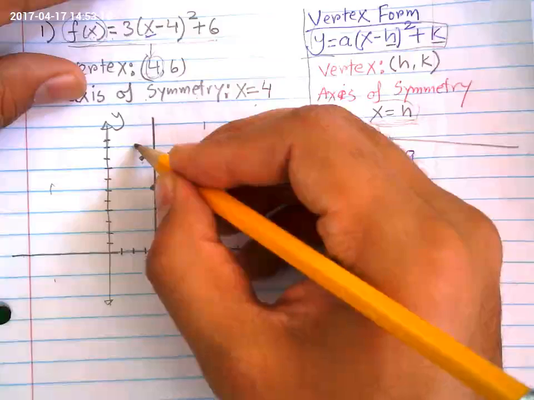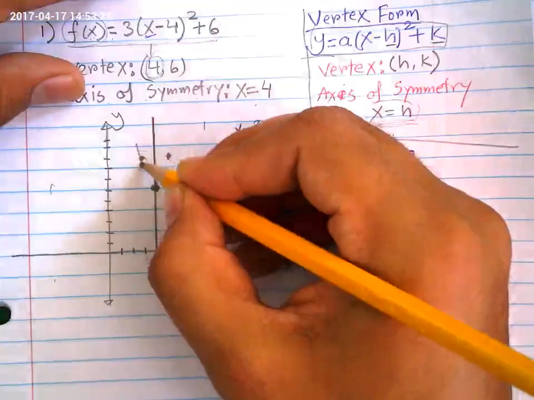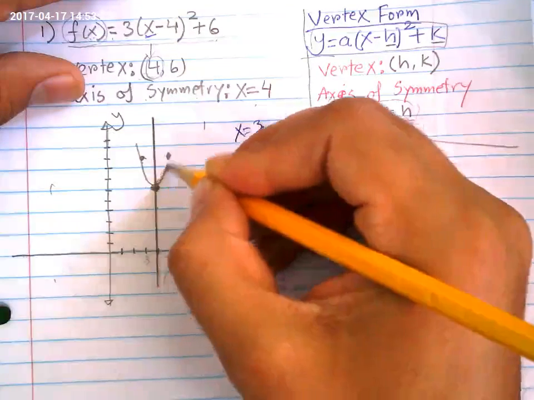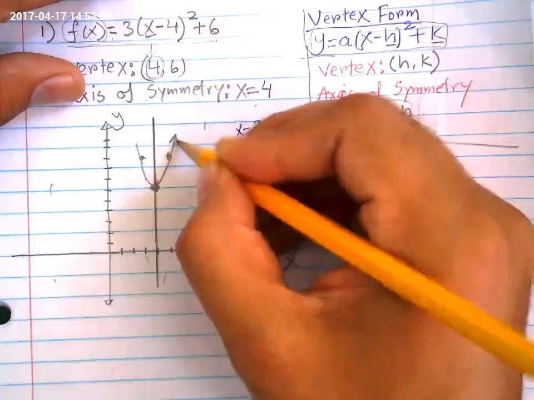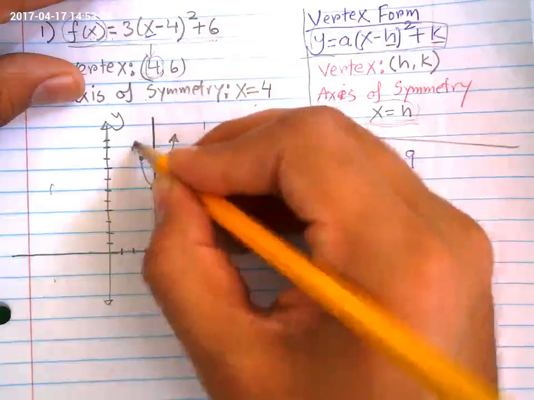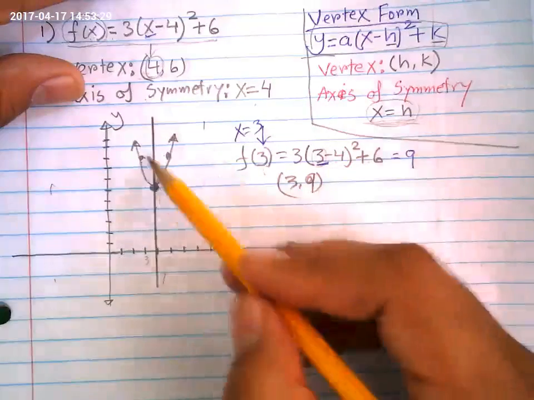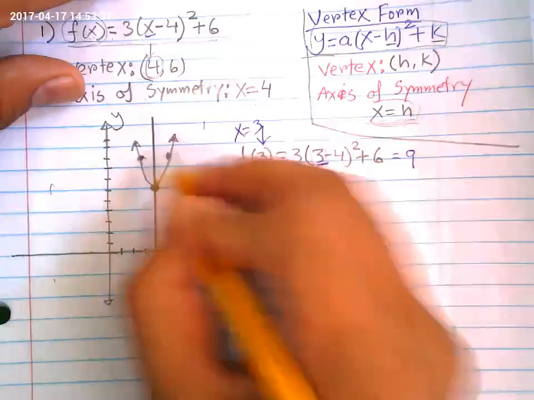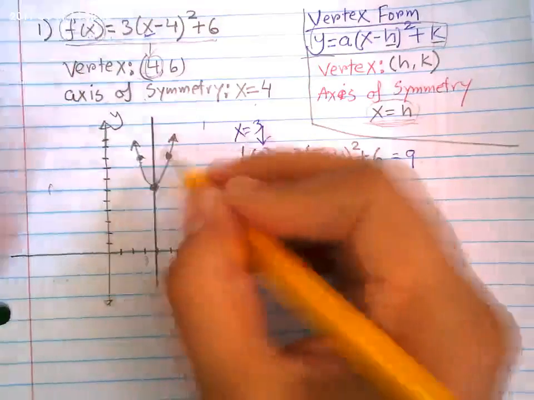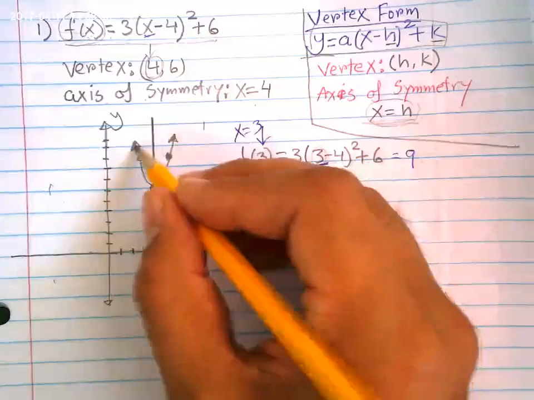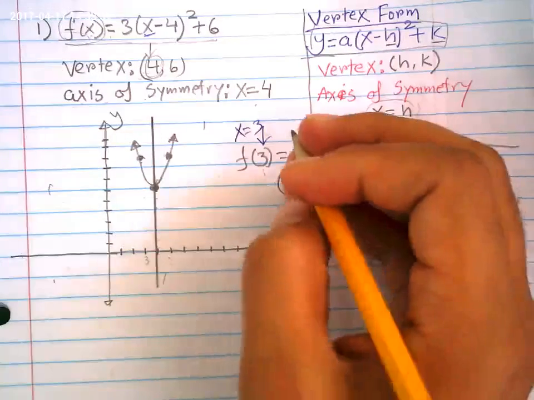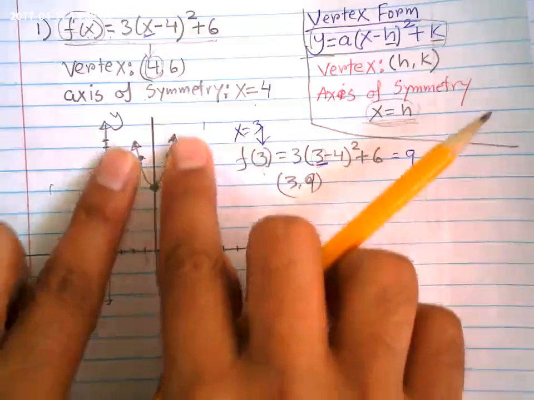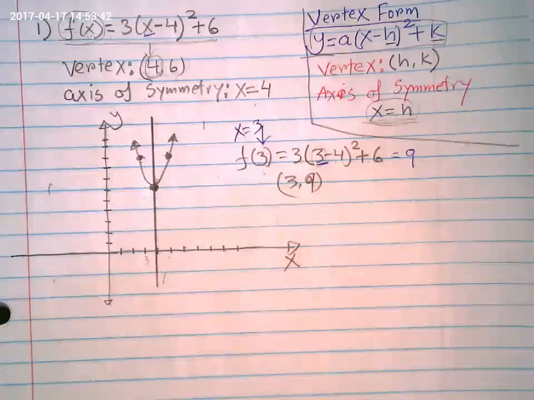Now draw a smooth curve. Don't make it a V. Try to make it a U, okay? And this arrow sign, what does the arrow sign represent? It represents ongoing, endless, continuous. Both arrow signs are going continuously.